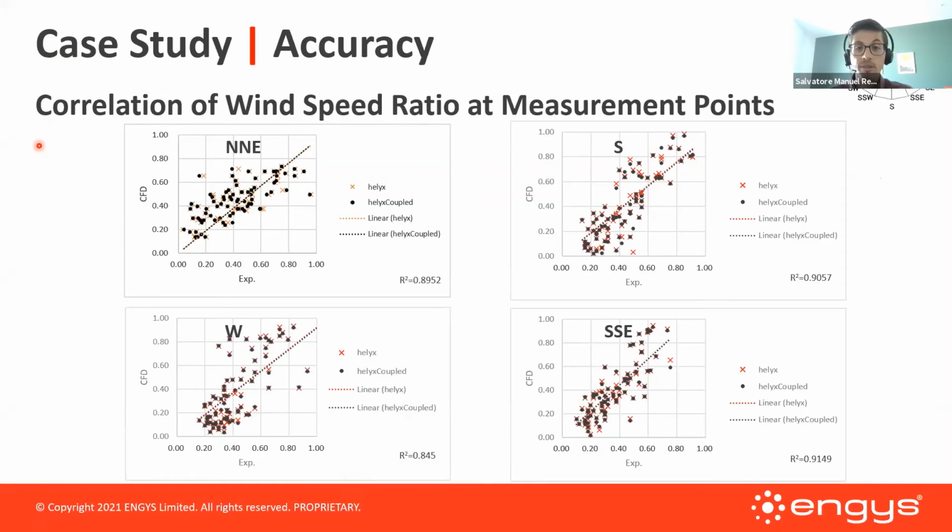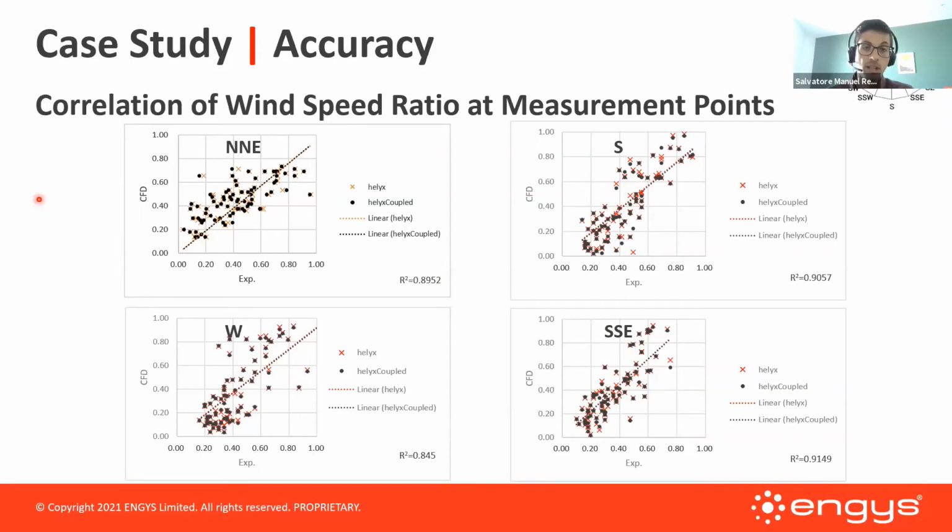CFD versus experiments correlation plots of the wind speed ratios, given by local velocity divided by reference velocity at the 80 measurement points, are presented for 4 wind directions. We also present here the R-squared factor, which tells how well the CFD correlates with the experiments. The closer this value is to 1, the better the CFD matches the experiments.